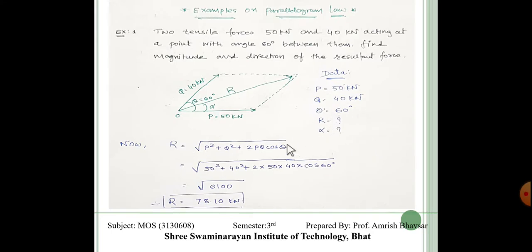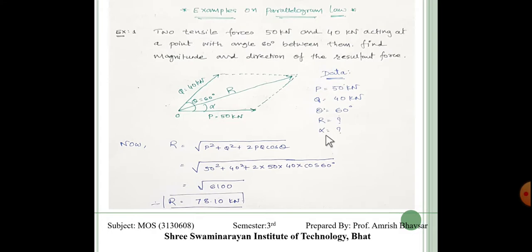So we have the equation for the magnitude of the resultant. R is equal to under root of P square plus Q square plus 2PQ cos theta. Now put the values in this equation. So we will get R is equal to under root of 6100. So R is equal to 78.10 kilonewton.